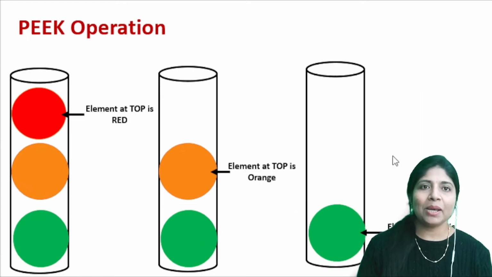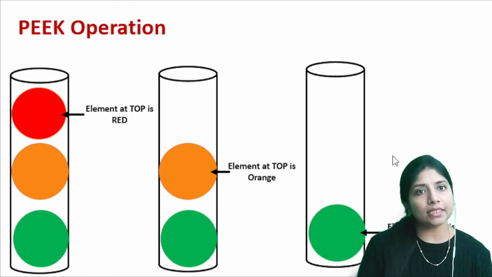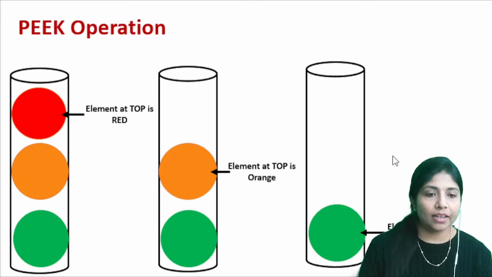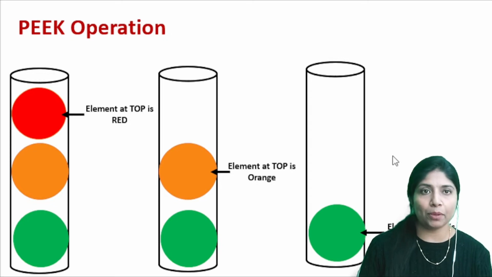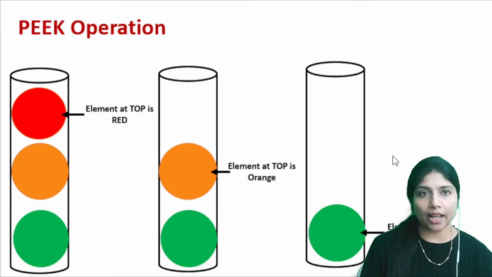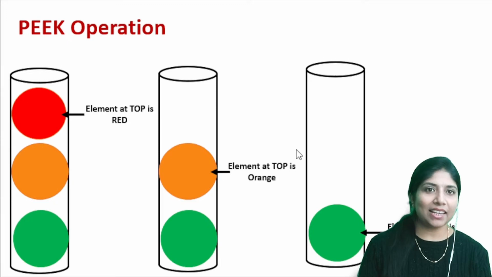Now peek operation. Peek operation means displaying the value at the top of the stack, or peek operation can return the value at the top of the stack presently. So when we do this operation on our stack which is full of balls, the top element returned or displayed will be red. Then when we remove the red ball from the stack, we have the output of peek operation as orange. Then when the orange ball has also been removed, we get the output as green. So, my dear students, I think now you all have a better idea about what a stack is and what push, pop, and peek operations are.